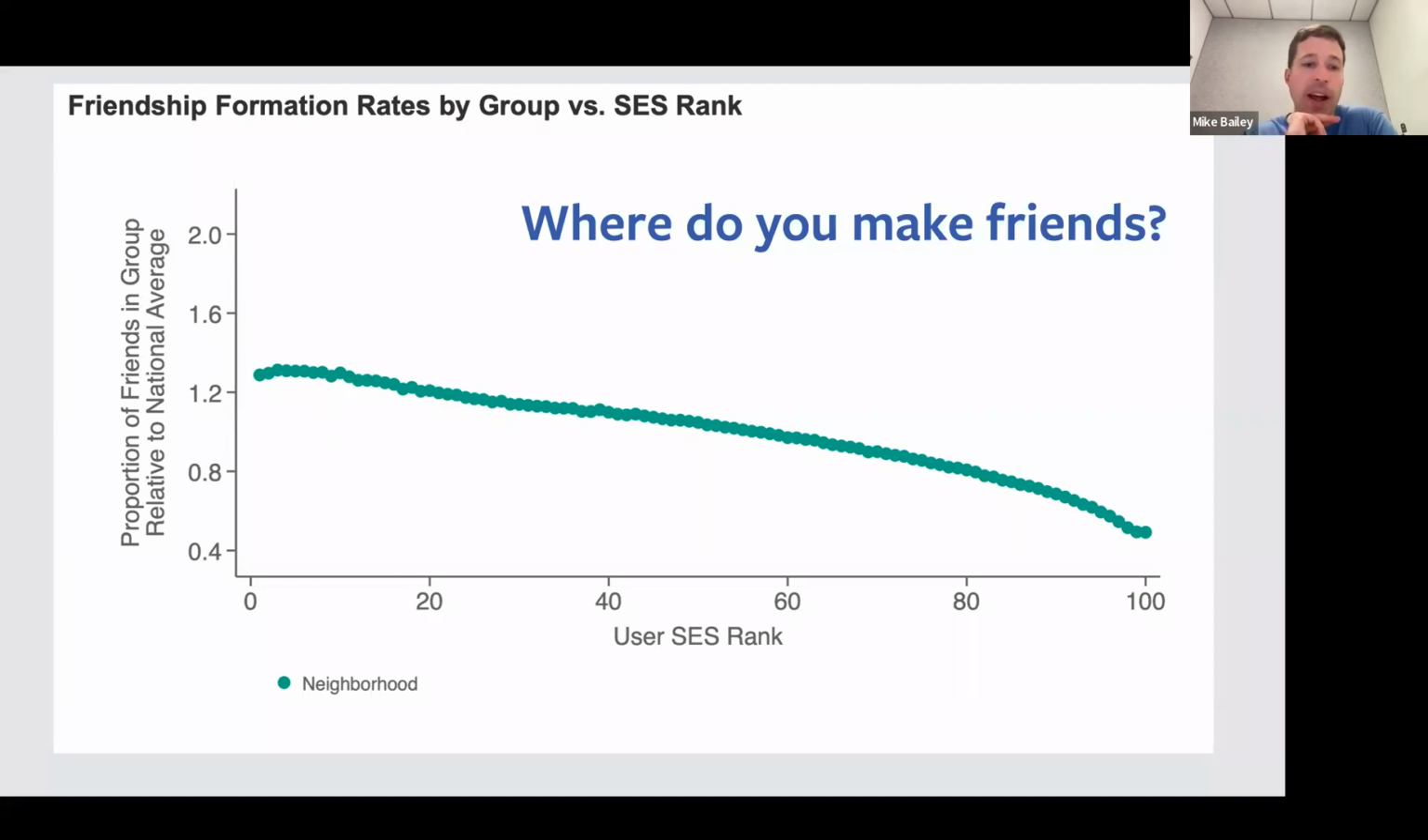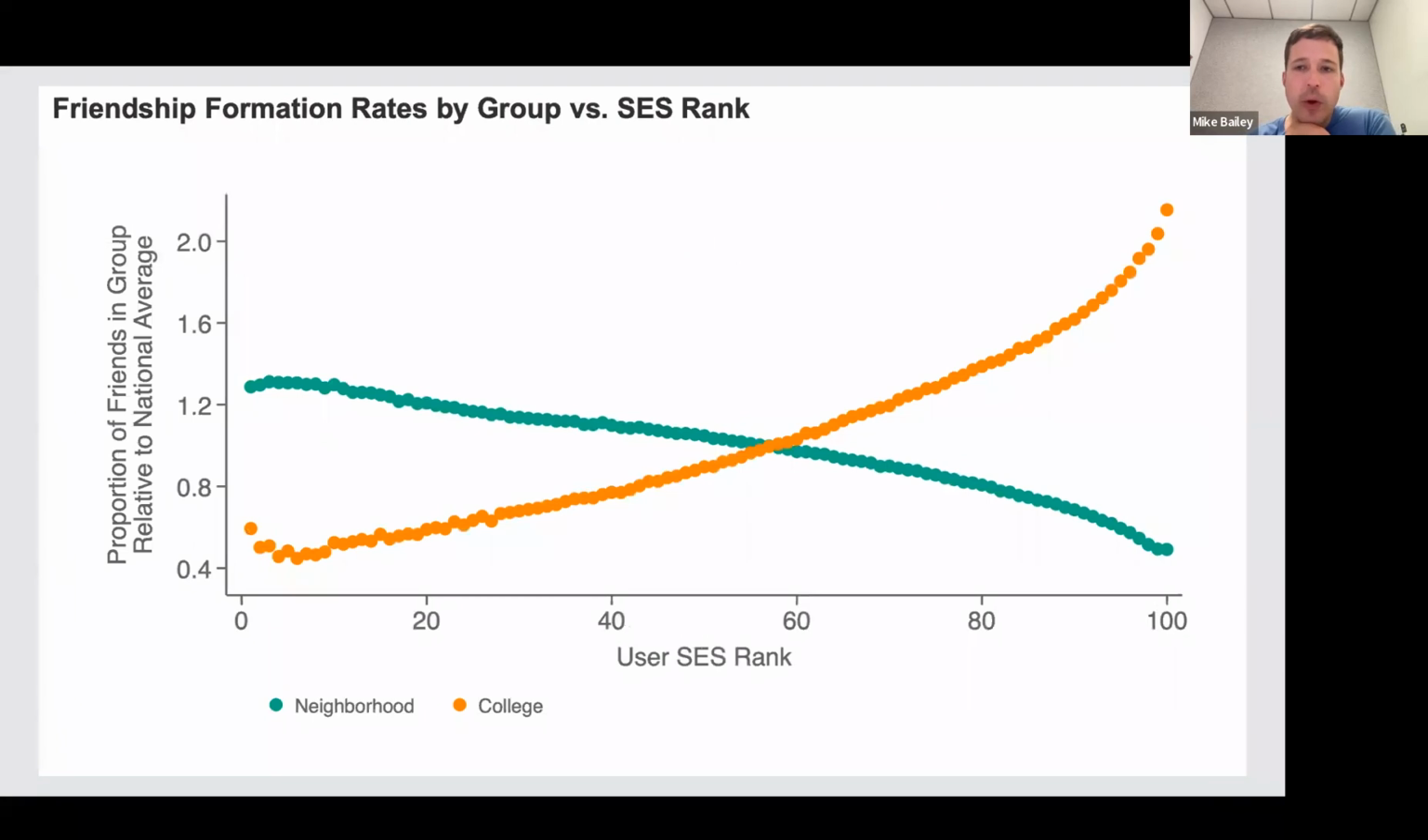So where do you make friends? We find that users of lower SCS tend to make a higher proportion of their friends in their neighborhood than higher SCS users. Whereas if you look at college friends, you find the inverse relationship. The higher SCS you are, the higher proportion of your friends come from college compared to your total number of friends.